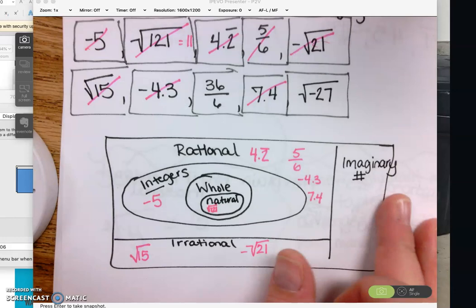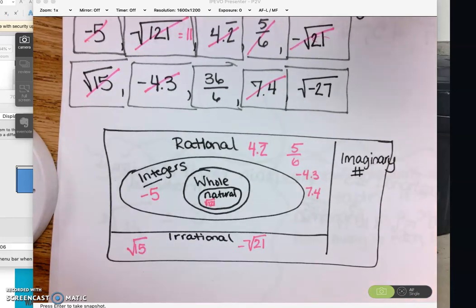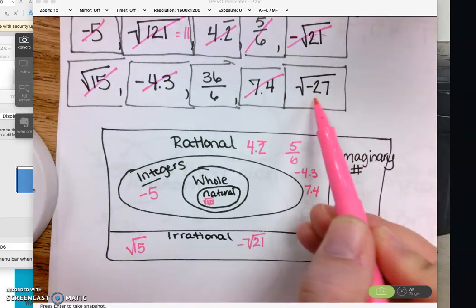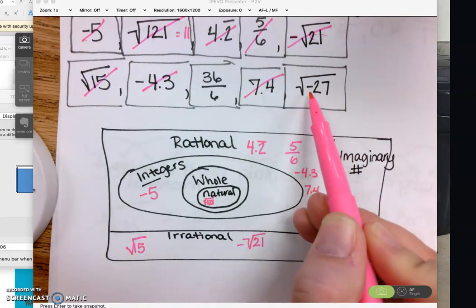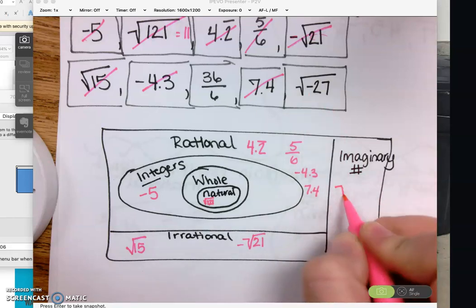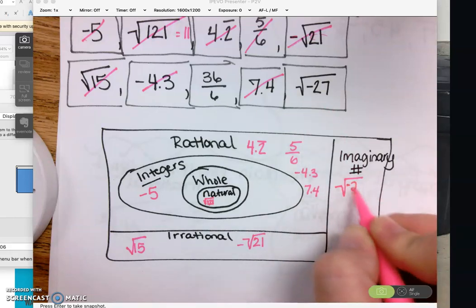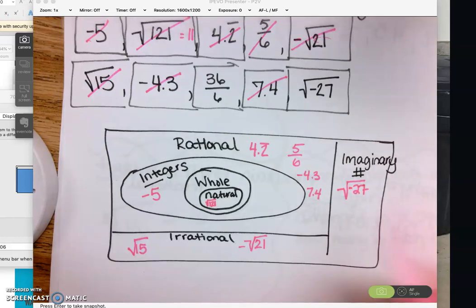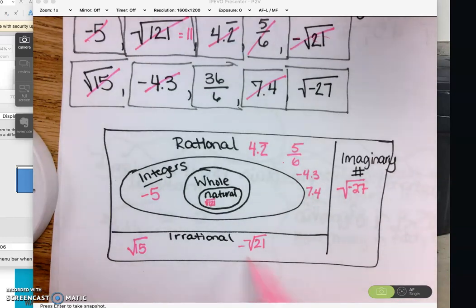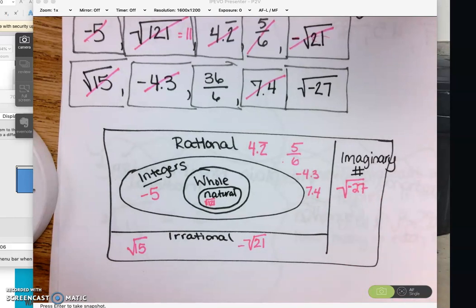So it's irrational. Now, this negative was on the outside. I want you to look down here. This negative is on the inside. So that means this is what? Imaginary. If the negative is on the outside, it's just irrational. If it's on the inside, it's imaginary.